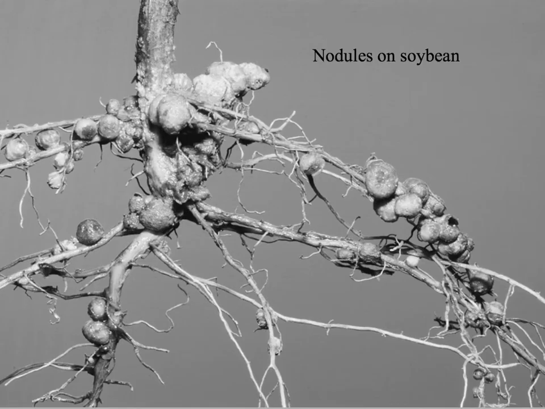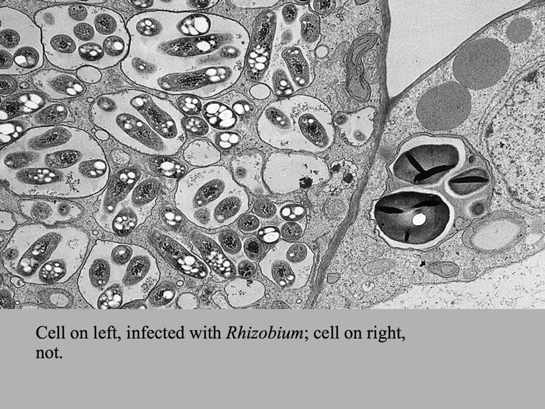Here's a photo of root nodules on a soybean. And here's a cross-section and close-up into some cells of that in the root nodule. The one on the left is infected with rhizobium bacteria. The cell on the right doesn't have any.